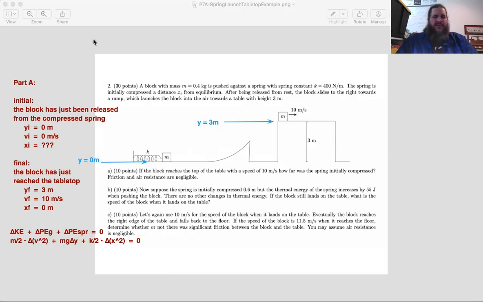In fact, we could even take a look at the positive or negative signs of each of these. Is the speed increasing or decreasing from start to finish? Yeah, we've gone from 0 meters per second to 10 meters per second. So the speed has increased, so this would be a positive change. And has the height increased or decreased?